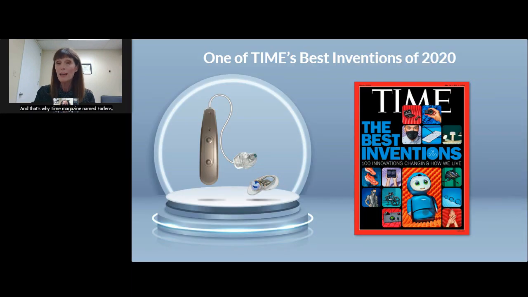And that's why Time magazine named Earlens one of the best inventions of 2020 because of the revolutionary breakthrough we made in the hearing marketplace. In order to really hear the difference, let's listen to this comparison video showing how Earlens sounds versus traditional hearing aids. I hope you can hear the difference through your own system at home right now.